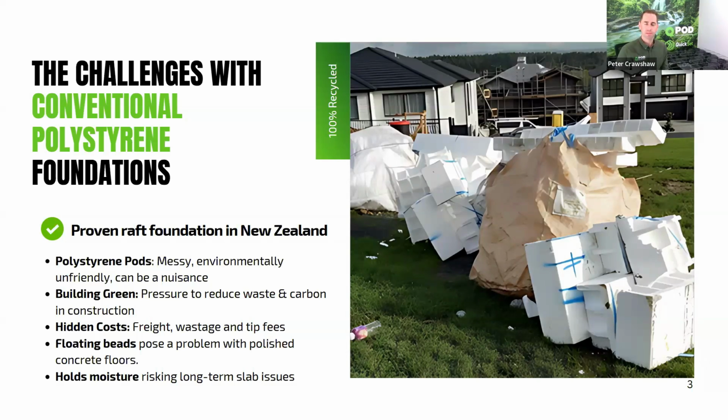It is a proven raft system, and you know the polystyrene raft system works well. The rib structure, so we're not really trying to reinvent anything there. The hidden costs and freight, wastage, and tip fees. All those things, floating beams, when you're trying to do a polished floor, that could be an absolute nuisance. And the ability to absorb a lot of moisture. Polystyrene has the tendency to do that, which is not a good look for the future of our concrete slab.